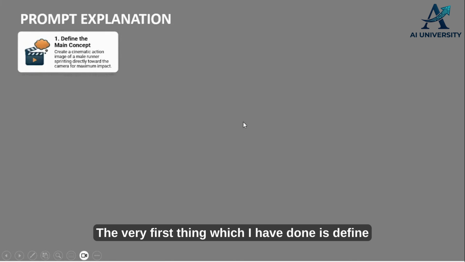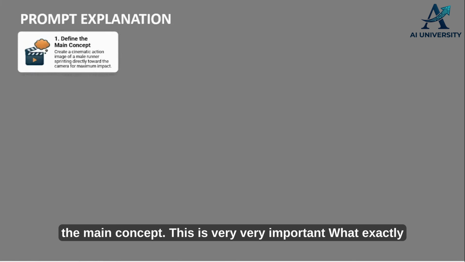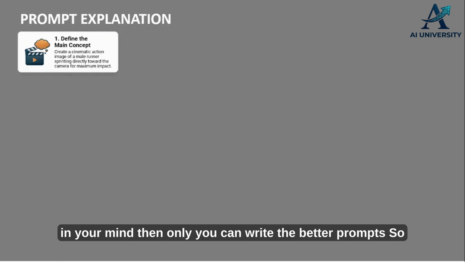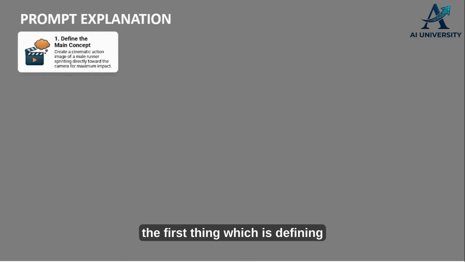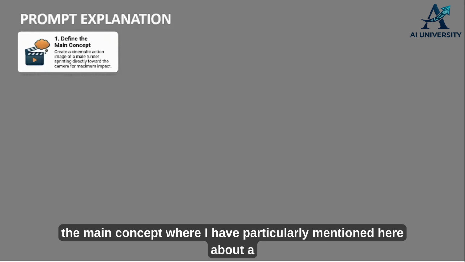The very first thing which I have done is define the main concept. This is very important. The image you want to create has to be clear in your mind. Then only you can write better prompts. So the first thing, defining the main concept, where I have particularly mentioned: create a cinematic action image of a male runner sprinting directly towards the camera for maximum impact.